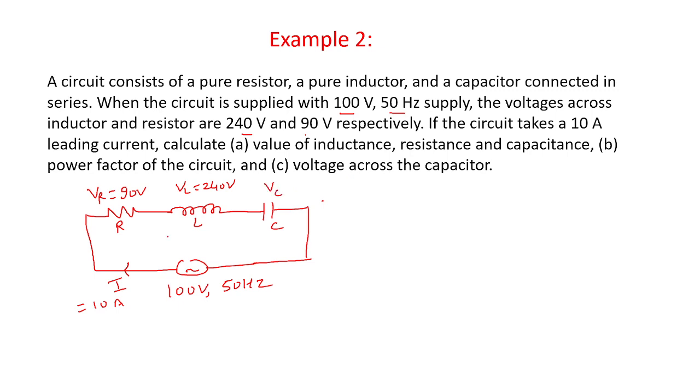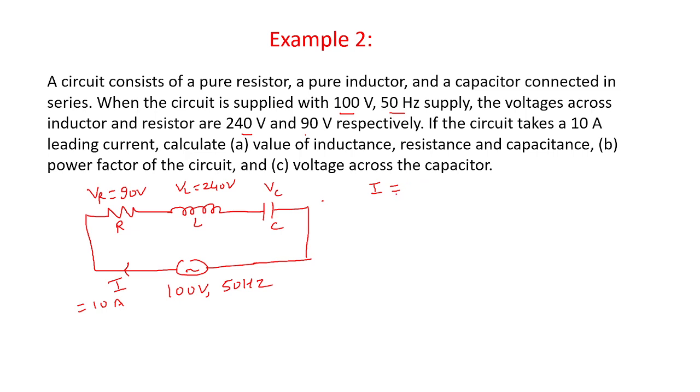This is the RLC series circuit diagram that we have drawn from the given information. Let me start to solve the problem. In the first part, we need to find the inductance, resistance, and capacitance. We are given the current, and the same current is flowing through the resistor, inductor, and capacitor. So we know, what is the current in the resistor?